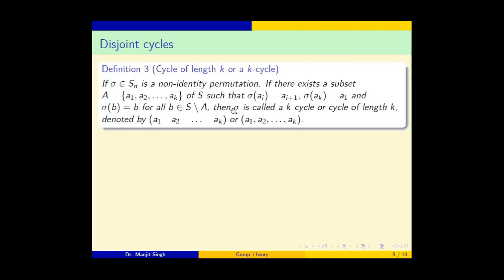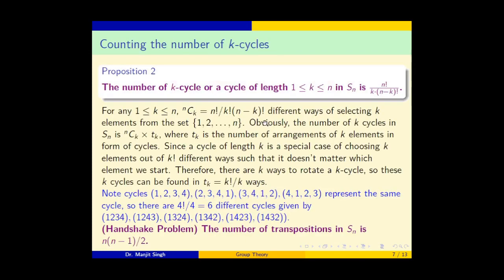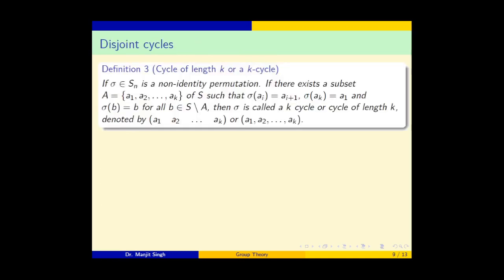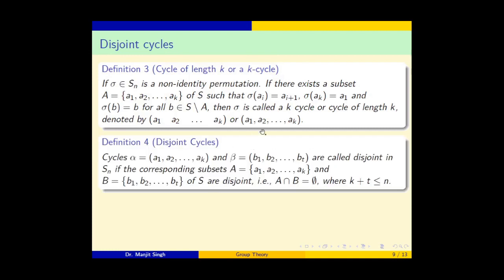In such situations, sigma is called a k cycle or a cycle of length k, and we will denote it by this, as we have done previously. Here we have used this notation. It is well known. This is a disjoint cycle if there are two cycles having elements A1, A2, ..., AK, B1, B2, ..., BT.